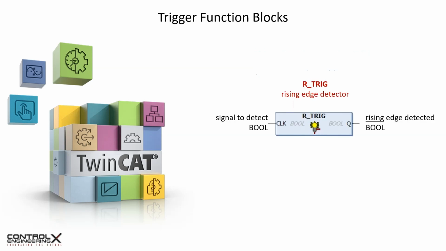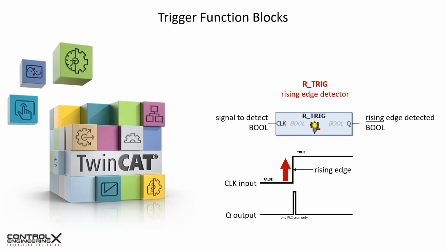TwinCAT offers two function blocks to detect these transitions. The first one is the rtrig function block, which is the rising edge detector. The function block has one input called the clock and an output called Q. The output Q will remain false as long as the input variable clock is false. As soon as clock returns true, Q will return true for that PLC scan.